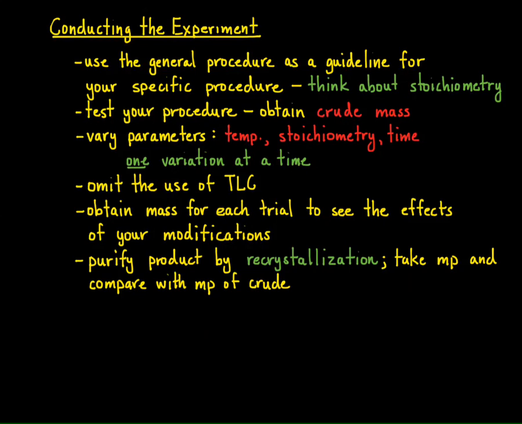Once you are convinced you cannot obtain a higher yield, try purifying the product by recrystallization. Take a melting point of both your crude and recrystallized product to determine if recrystallization is even necessary. You can then compare your melting point to a table of known melting points, which can be found on Sakai.